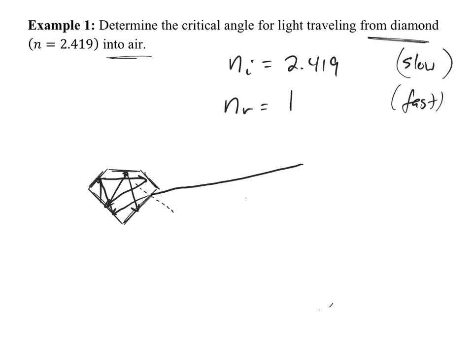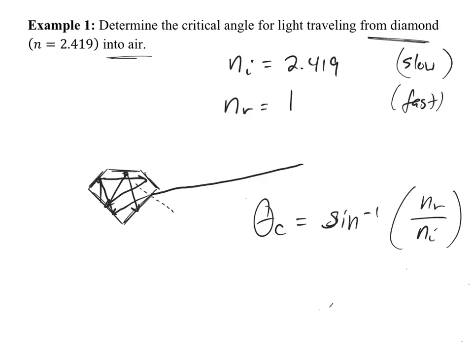Now, the question is, what's the critical angle? You might say to yourself, well, we need another angle, either theta I or theta R. But we don't. We can assume theta R is 90 and go right to our formula for critical angle. All we have to do is plug in those two numbers for n: plug in nr, plug in ni. We can determine the critical angle for diamond. The sine inverse of 1 over 2.419.